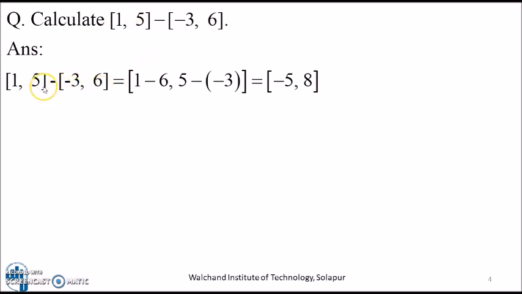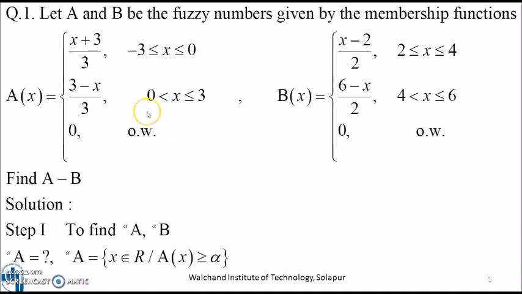This is the subtraction of closed intervals, and we know that the subtraction of closed intervals is given like this: from the initial point we have to subtract the end point of the second interval, that is 1 minus 6, and from the end point we have to subtract the initial point, that is 5 minus minus 3. So we get 1 minus 6 is minus 5, and 5 plus 3 we get as 8. Now this is the required subtraction of these two closed intervals.